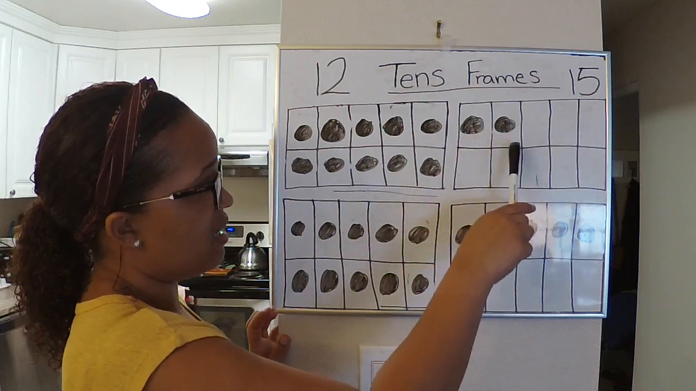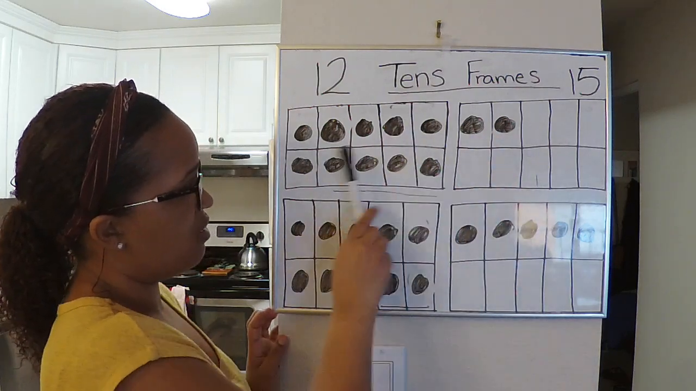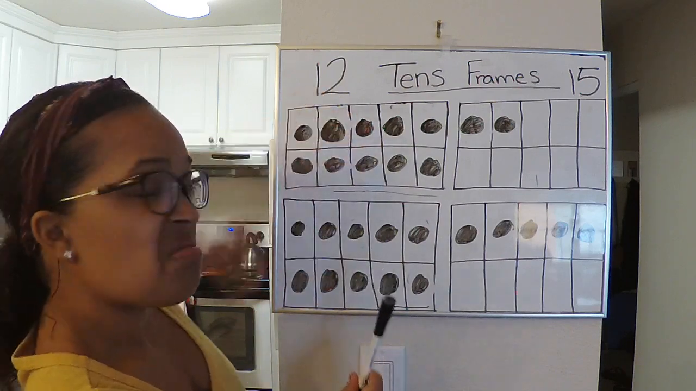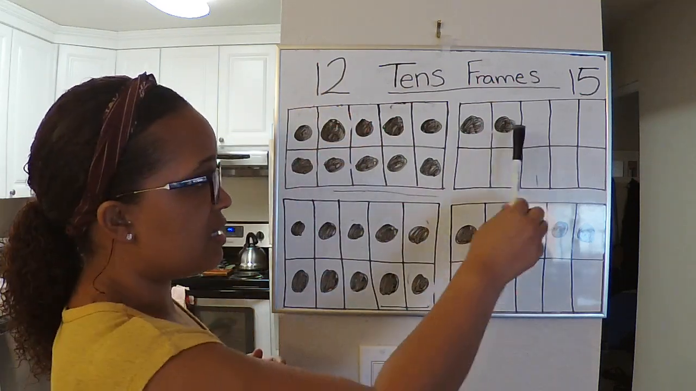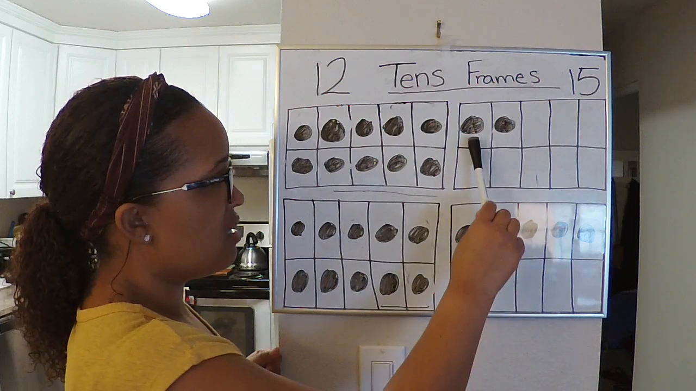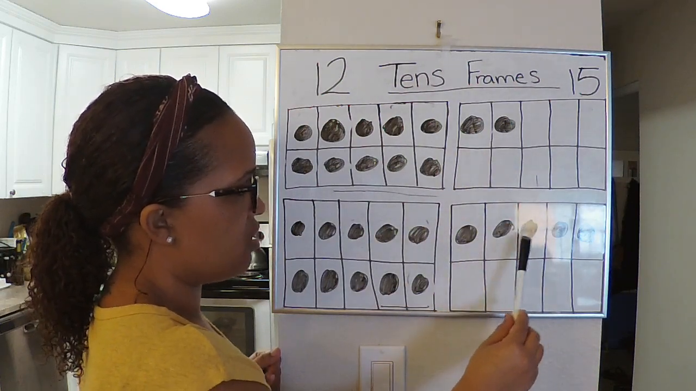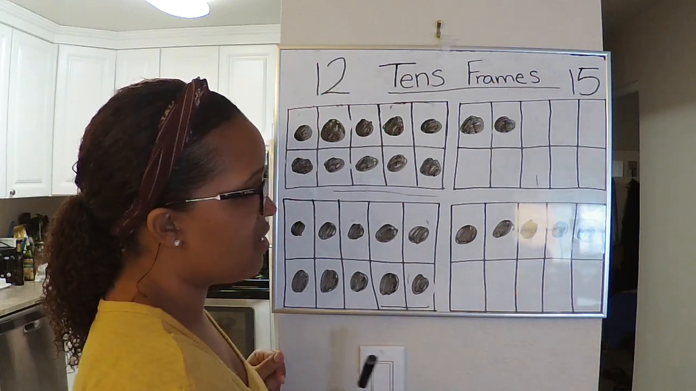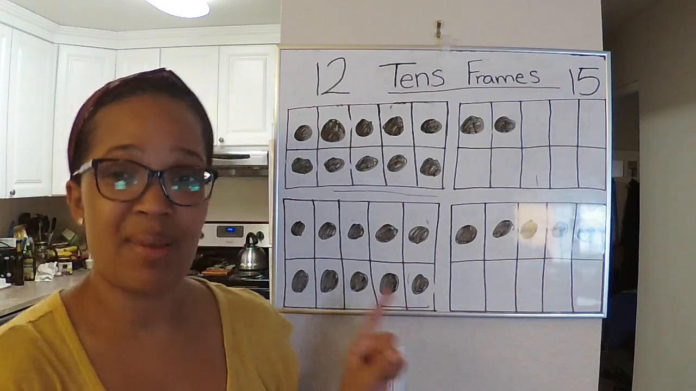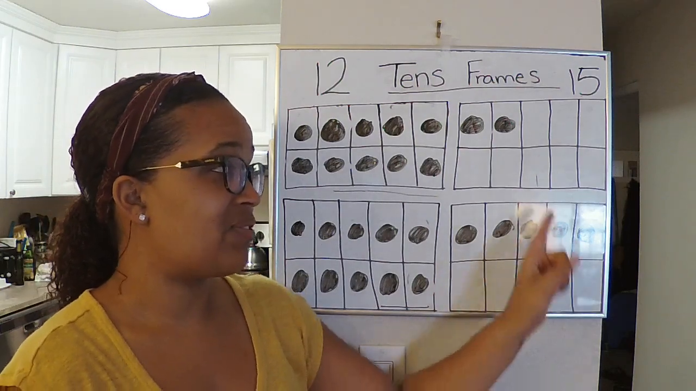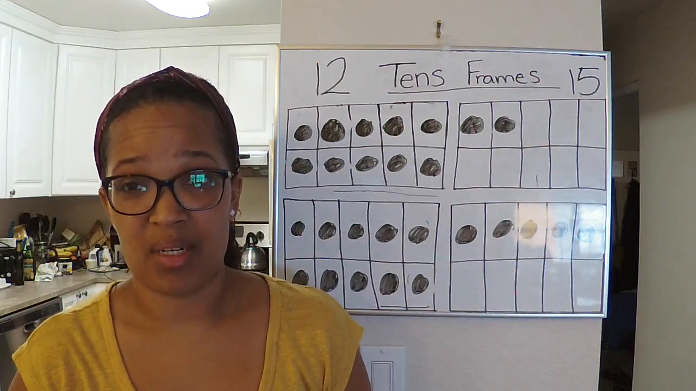I can say, let me look. Okay, this all has 10. This all has 10. So far, they're the same. Now let's look at our next set. This one has 2 dots. This one has 1, 2, 3, 4, 5. So 15 is bigger. It's filled out more of the second tens frame than the first number did.